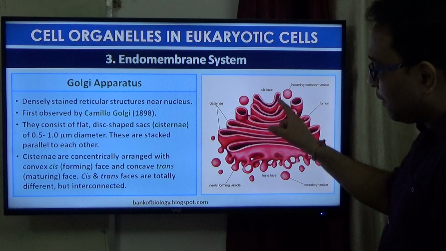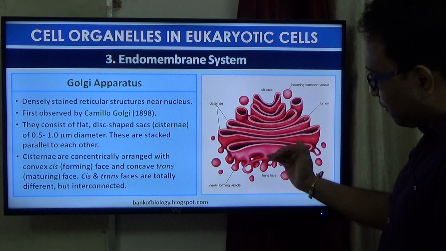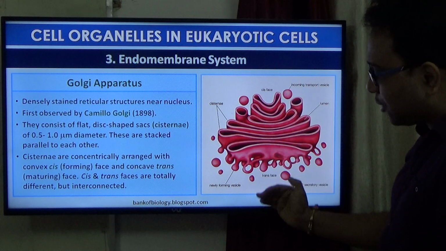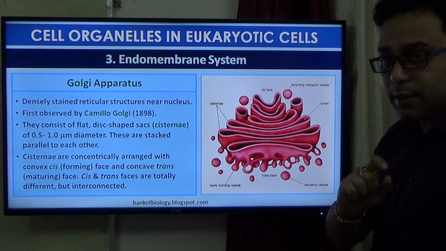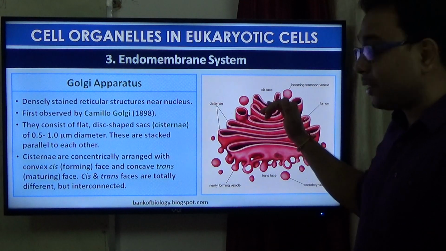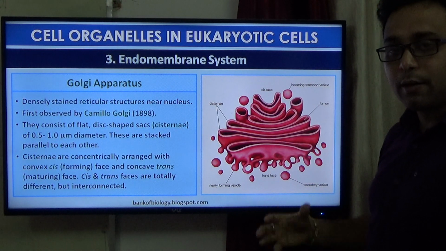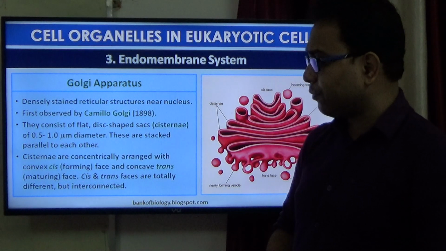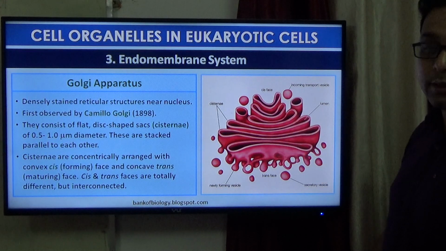After that, here the proteins are modified and packaged. After that, from this particular region the modified proteins exit. So that is called the trans face. But bear in mind, cis is called the forming face, and it is present near the endoplasmic reticulum. It is the side away from the nucleus. And the trans or maturing face: cis and trans faces are totally different but interconnected.